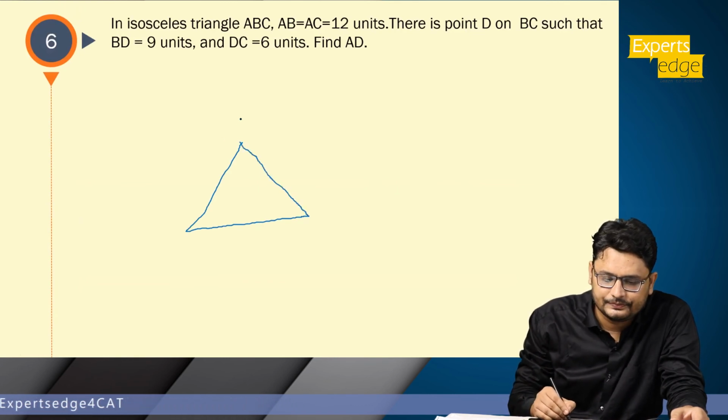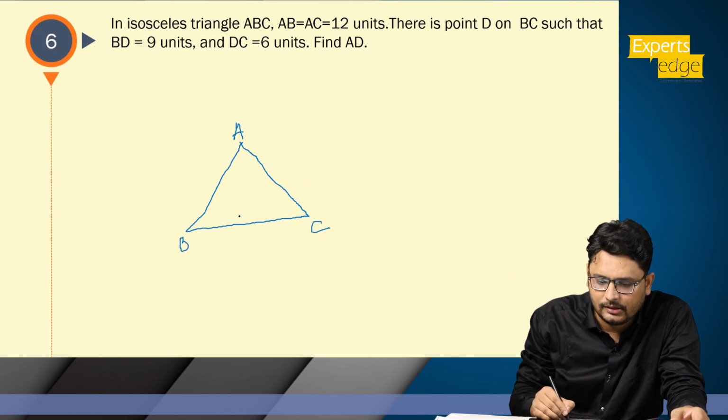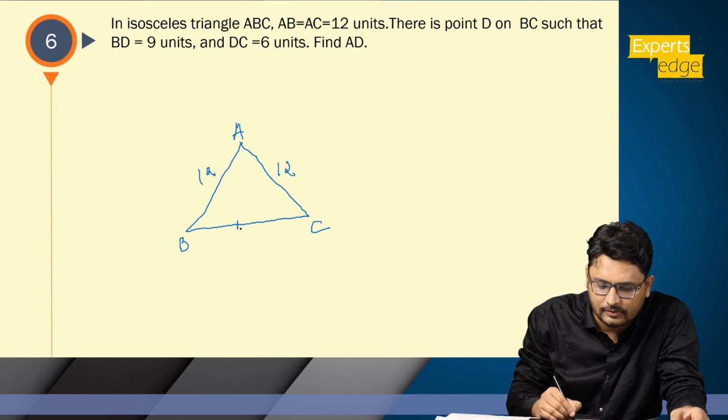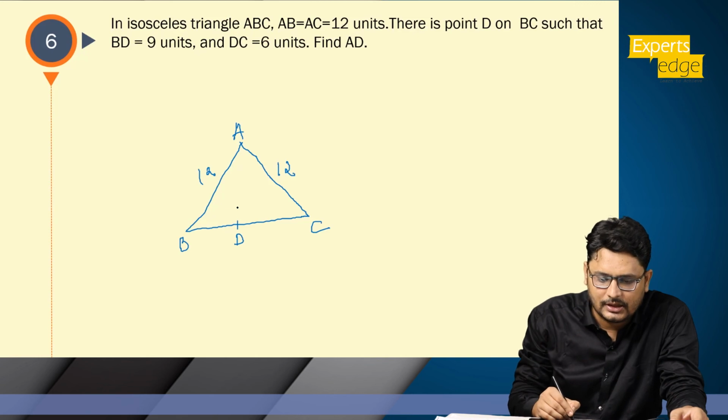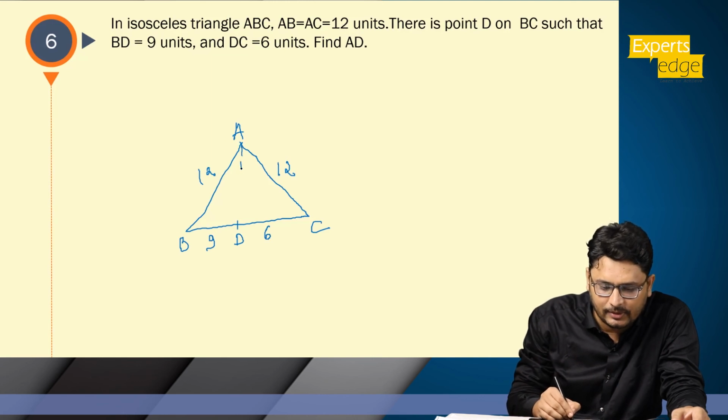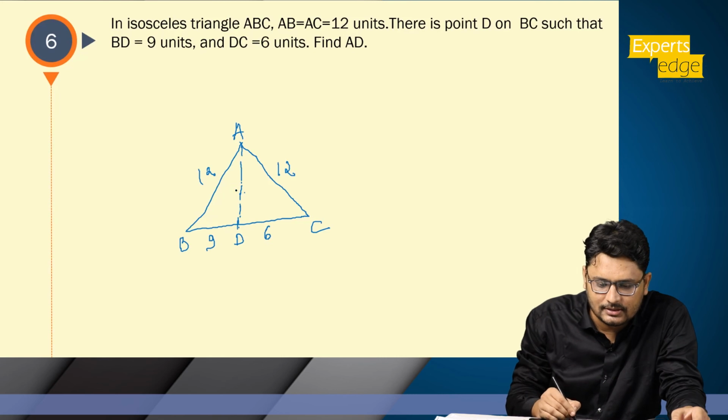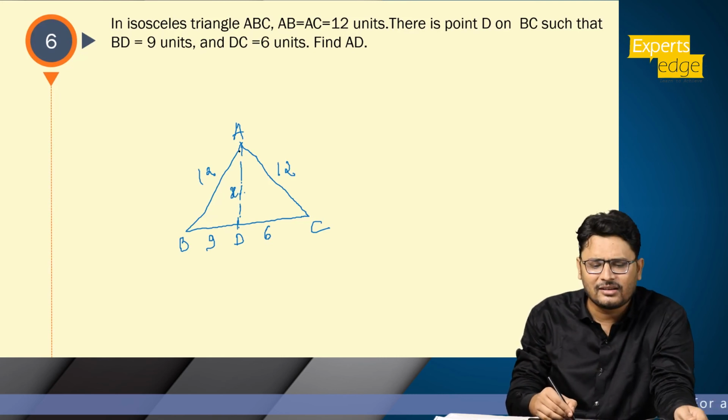What it says, A, this is B, this is C, AB is 12, AC is also 12, there is a point D on the BC somewhere here, such that BD is 9 and DC is 6. Okay, this time we need to find this AD. Okay, पिछले बार ये AD given था, right? 10 it was given. This time it is, let's say, X.